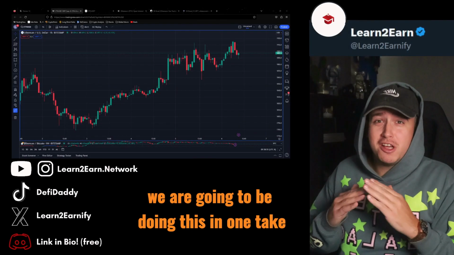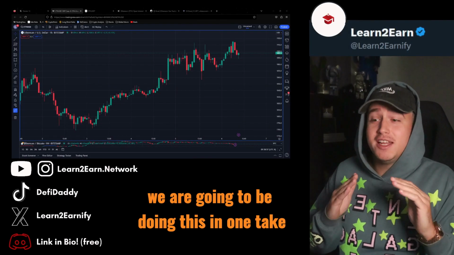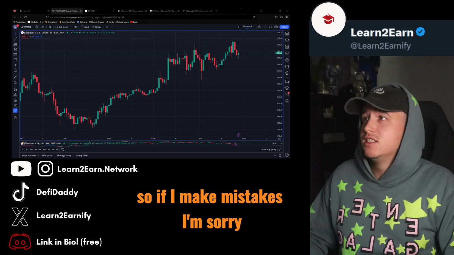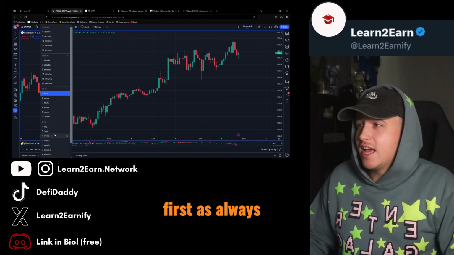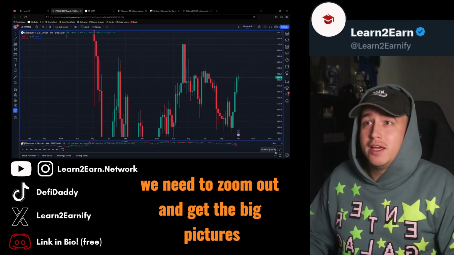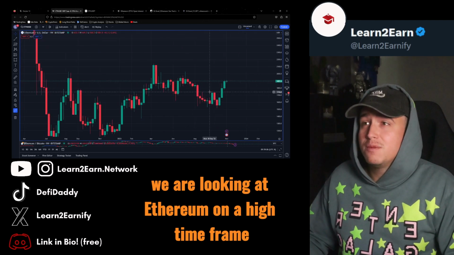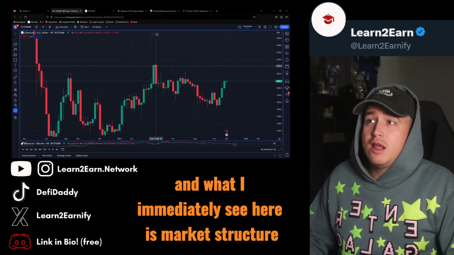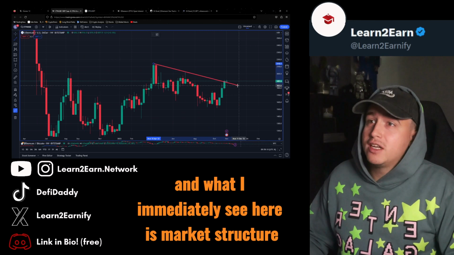All right, everyone, we are going to be doing this in one take, so if I make mistakes, I'm sorry. First, as always, we need to zoom out and get the big picture. So we are looking at Ethereum on a high time frame. And what I immediately see here is market structure.